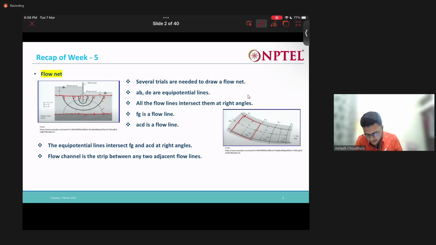Now ACD: flow can also occur along the surface of the sheet pile wall. So ACD is also a flow line. Now equipotential lines intersect FG and ACD at right angle. So these equipotential lines intersect this FG, because it is a flow line, at right angle. Also here they intersect each other at right angle.